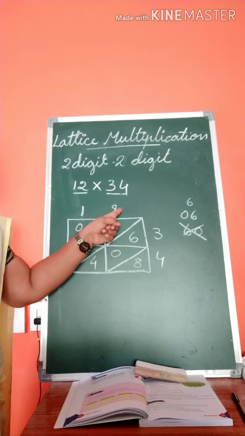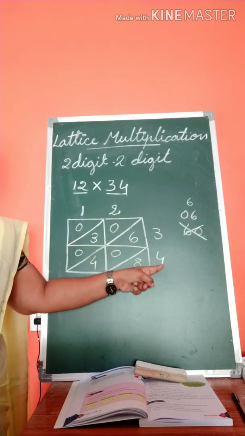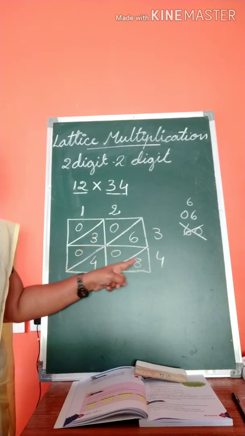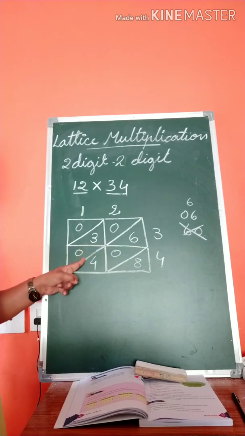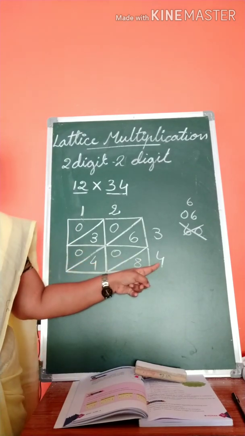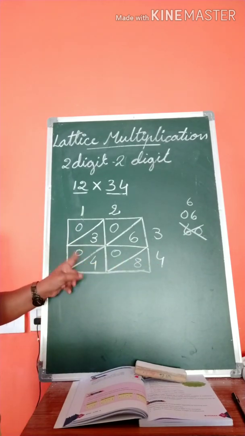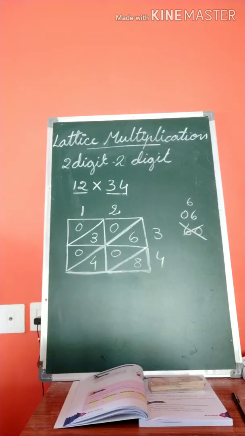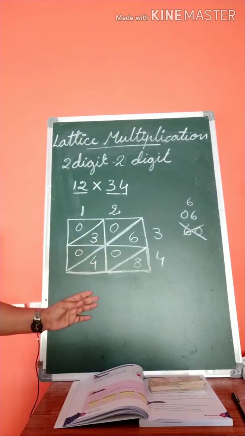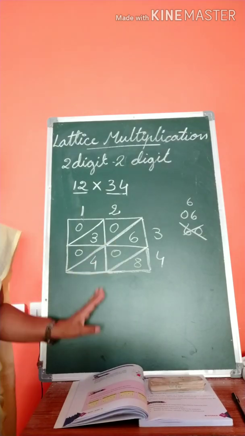Now coming to this box. Okay, understood? See, 2 4s are 8. It is written as 0, 8. And for this box, 1 into 4. So it is 0, 4. Now what we have to do? See, add them. Now this is how we will get. We have to add them.